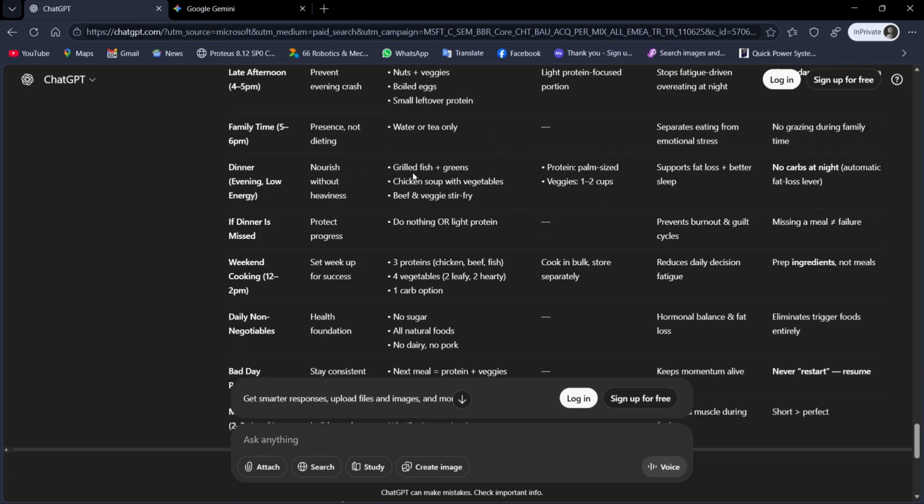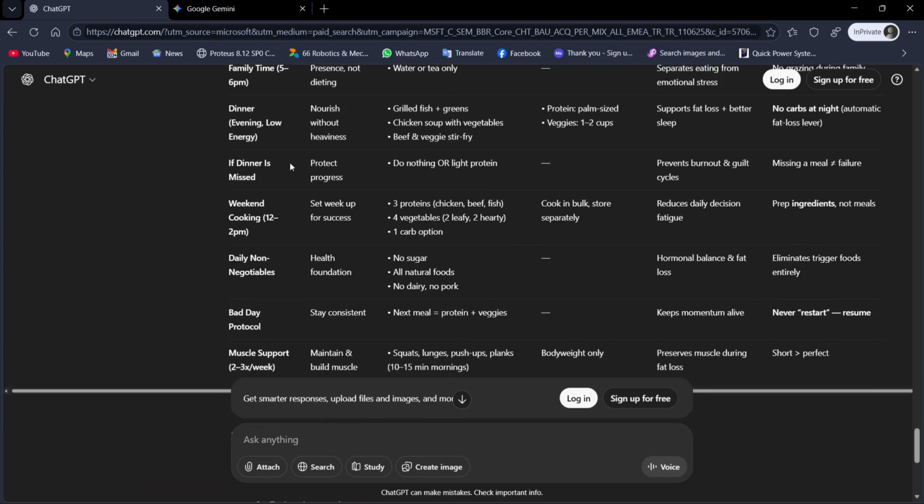Then dinner: grilled fish plus greens, chicken soup plus vegetables, beef and veggie stir fry. Protein palm-sized, veggies 1 to 2 cups. Supports fat loss plus better sleep, no carbs at night, an automatic fat loss lever. So these are the rules for our support system. If dinner is missed, protect progress: do nothing or have light protein. It prevents the burnout or guilt cycle. Missing a meal does not equal failure.